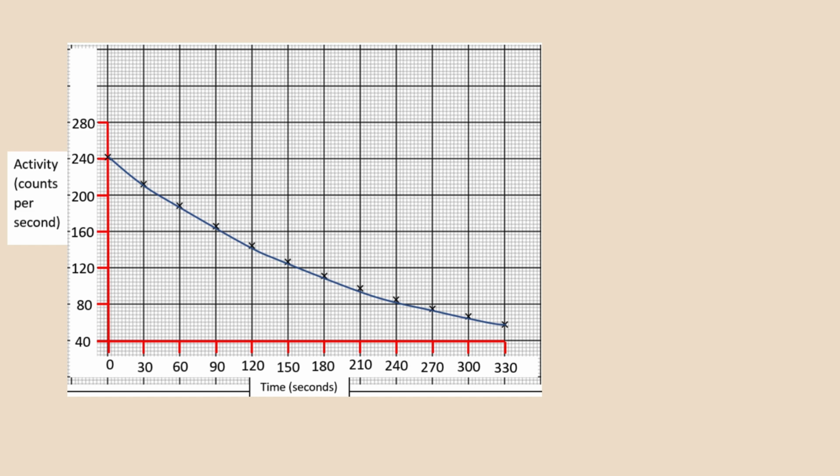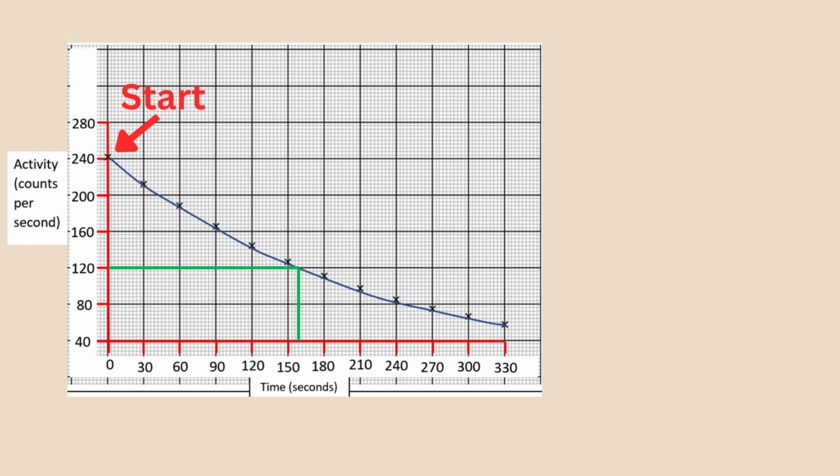We can now plot our data on a graph using the activity or counts per second on the y-axis against time in seconds on the x-axis. And if we look at the starting point where you've got 0 seconds and the count rate is just about 240 from the data table, we can highlight that point. Now, if we want to calculate the half-life, we need to halve that value. So half of 240 is 120.